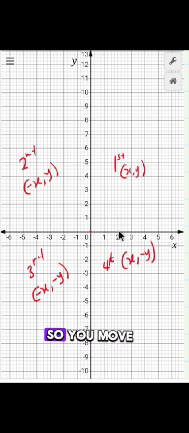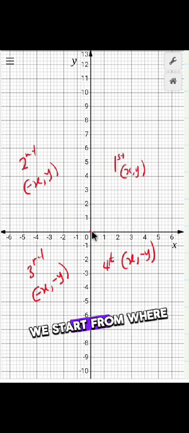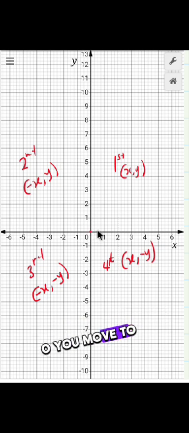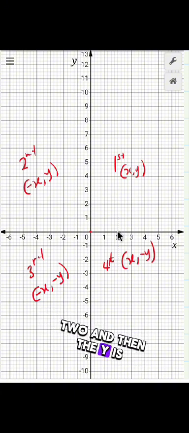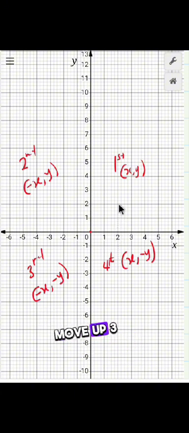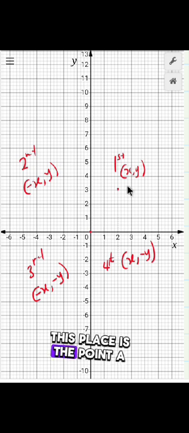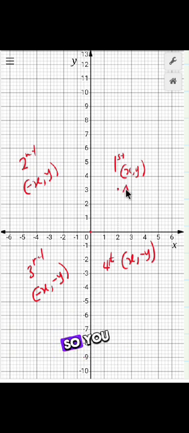So 2, 3. We start from the origin, 0, 0. You move to the right 2 units, as you can see here, and then y is 3, so you move up 3 units. This place is the point A. So you can write A, 2, 3.